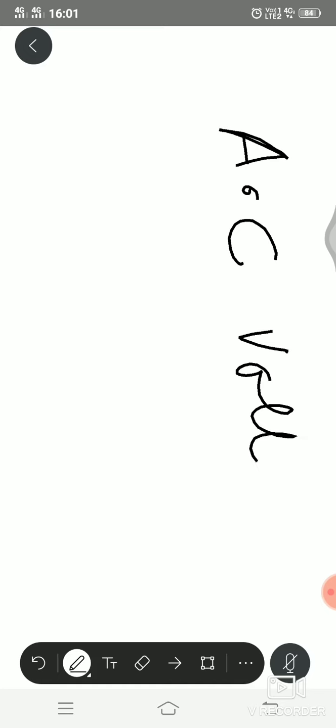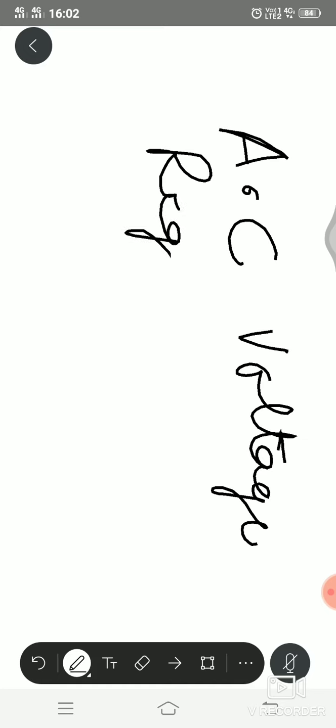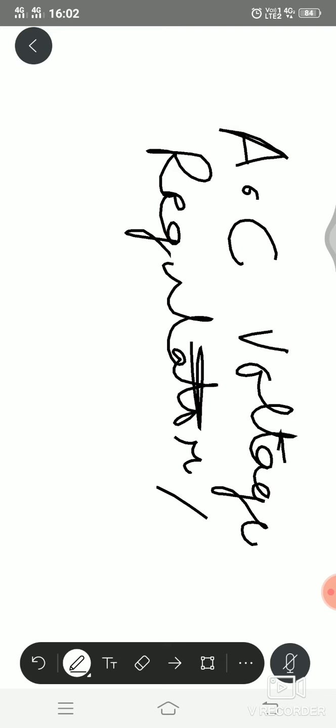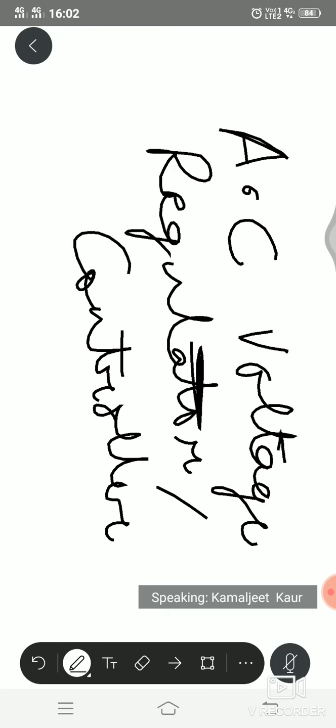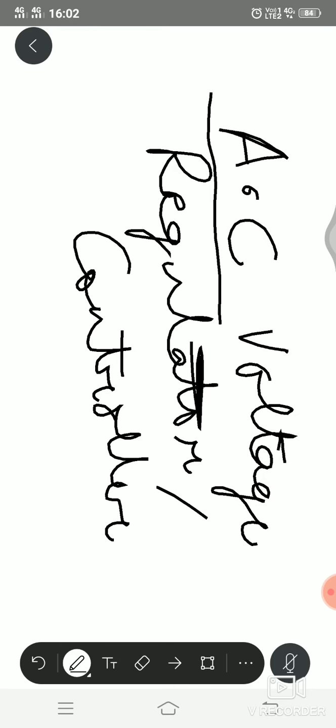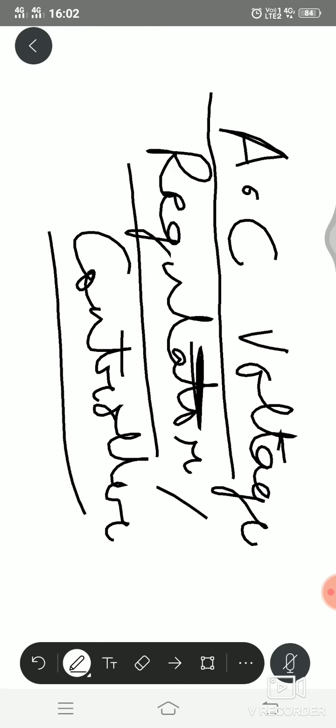Hello, students. Today we are going to start a new chapter, which is AC voltage regulator or controller. So this is a new chapter. Chapter name is AC voltage regulator or controller.